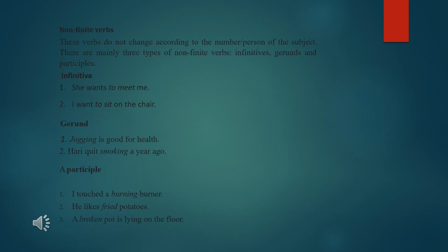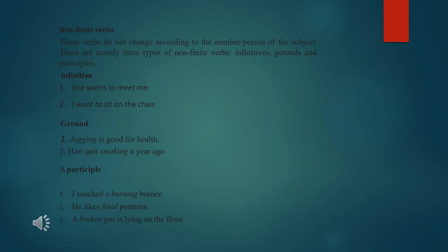Next, non-finite verbs. These verbs do not change according to the number or person of the subject. These are called verbals. They work as nouns, adjectives, and adverbs. There are mainly three types of non-finite verbs. They are infinitives, gerunds, and participles.